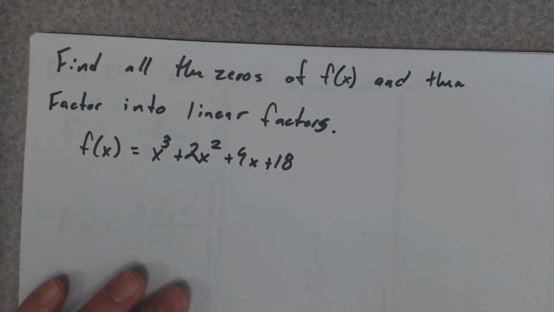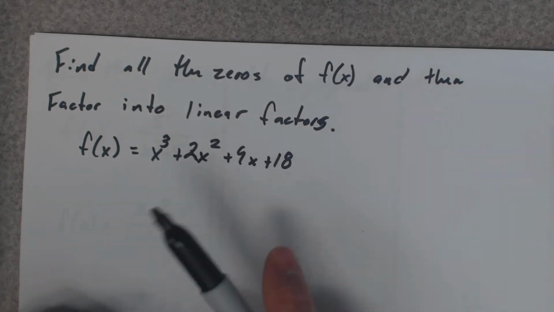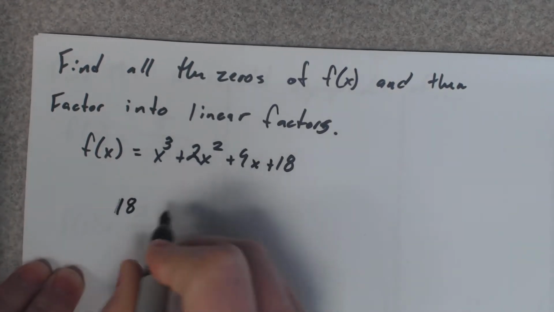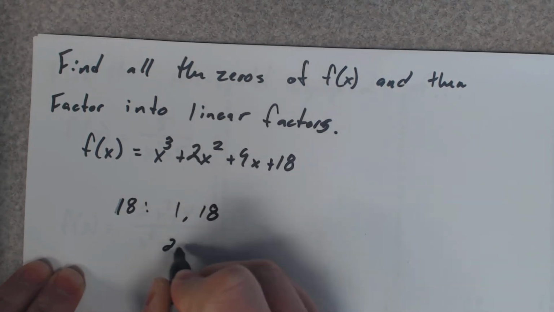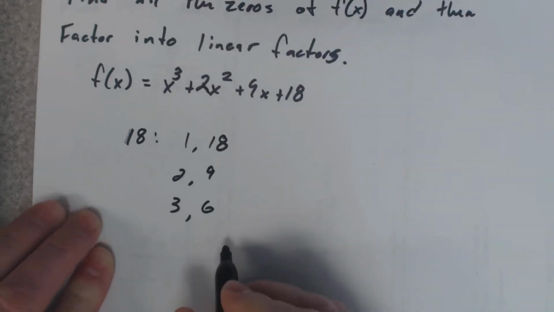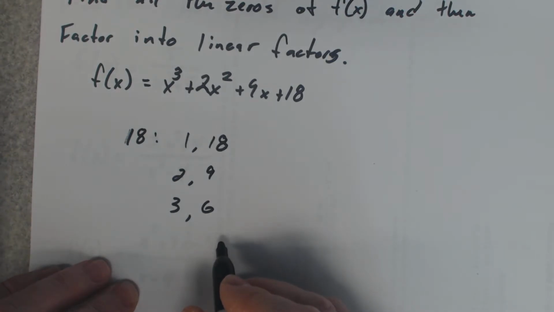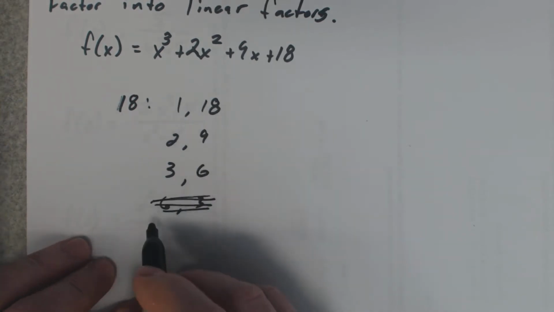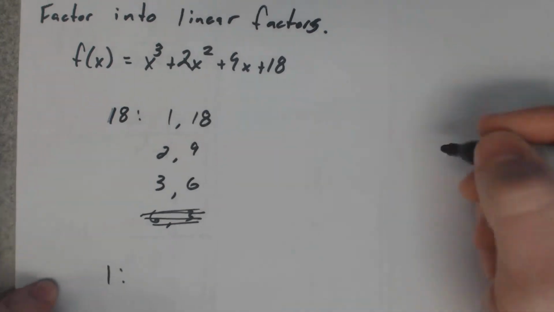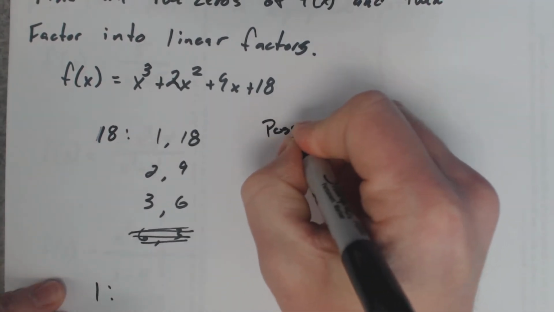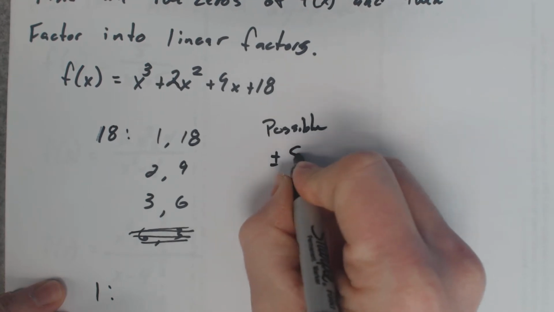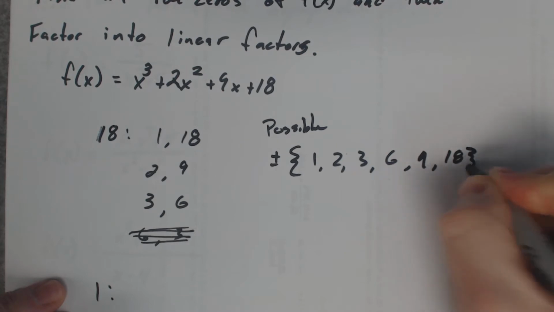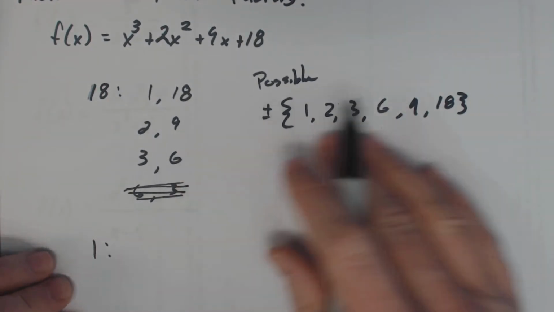Alright, find all the zeros of this guy. Factor into linear factors. So we want to find the zeros of this guy. So I'm going to take all the factors of the last number. 1 and 18, 2 and 9, 3 and 6, 6 and 3. Alright, so these numbers flip, so I know I'm done. So there's all the factors of 18, and the front number is 1. So here's the possibles: 1, 2, 3, 6, 9, 18, plus or minus. These are the possible zeros I've got so far.